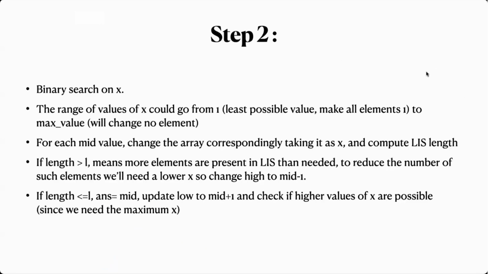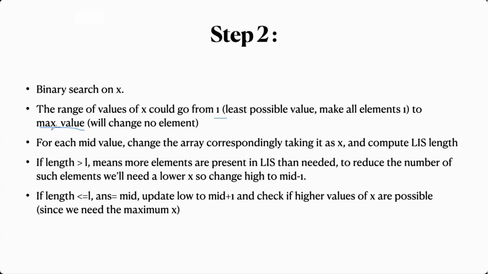Now, once we have got a method to find the length of LIS efficiently, what we need to do is binary search on all possible values of x. Now, note the range of possible values of x would be from 1, which is the least possible value of each element, to the max value in the vector. Now, if we choose x to be 1, then all the elements would be greater than or equal to 1. In that case, all elements of the vector would become equal to 1. That is essentially, we can say that we are changing all the elements of the vector.